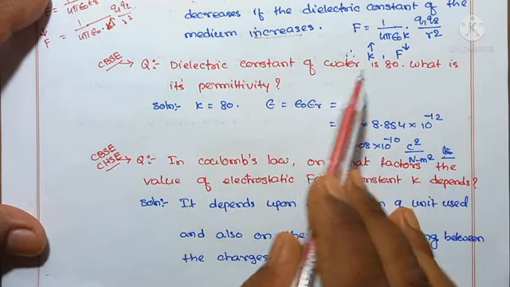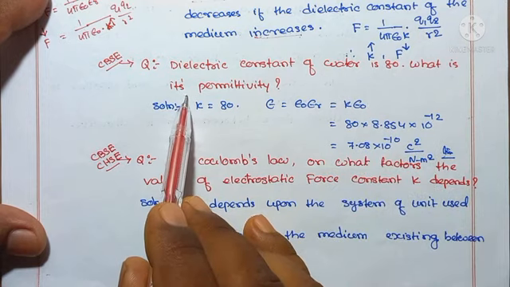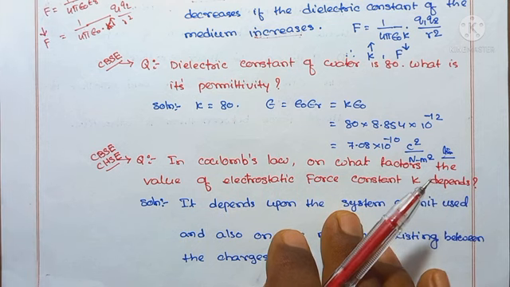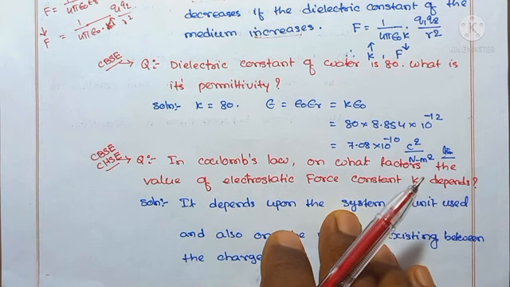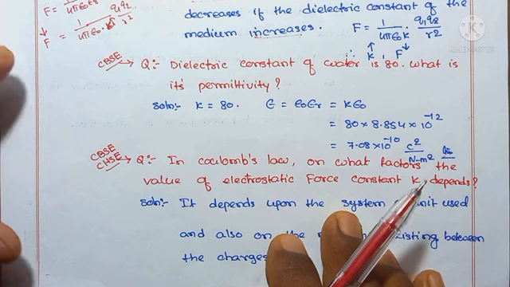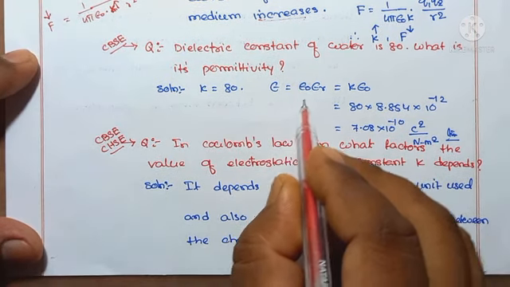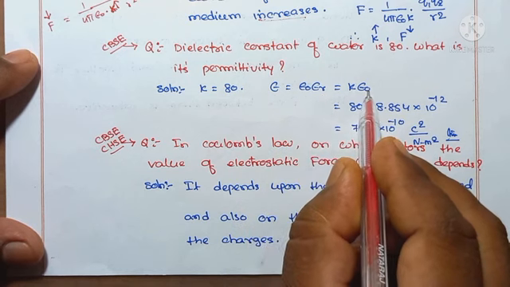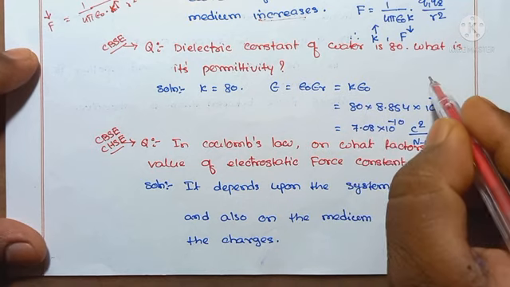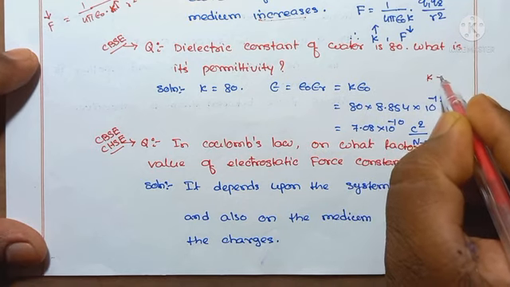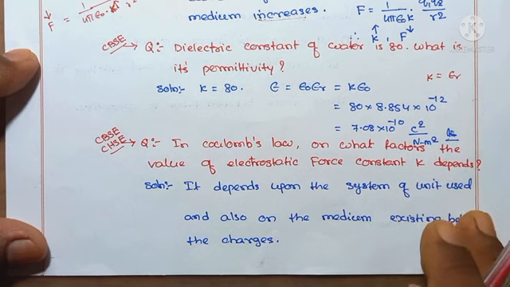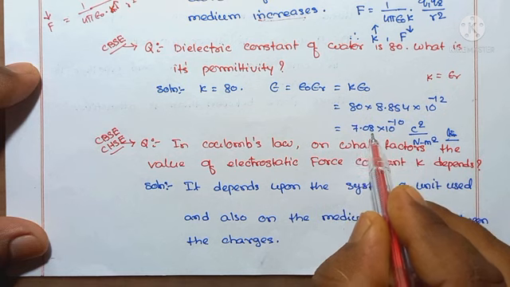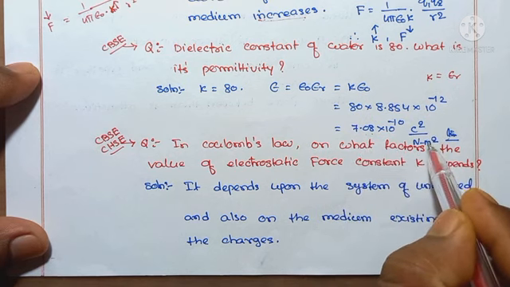The dielectric constant of water is 80. Then what is its permittivity? If the dielectric constant is 80, what will be the permittivity of the medium? We know the formula epsilon is equal to epsilon 0 epsilon r, that is k epsilon 0, because dielectric constant is equal to relative permittivity of the medium. So putting the value, after solving, we get the answer 7.08 into 10 power minus 10 Coulomb square by Newton meter square.